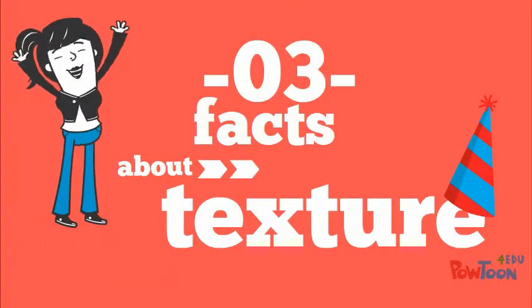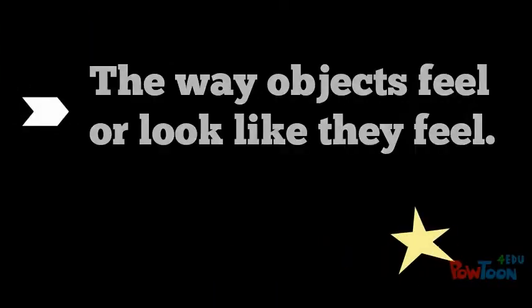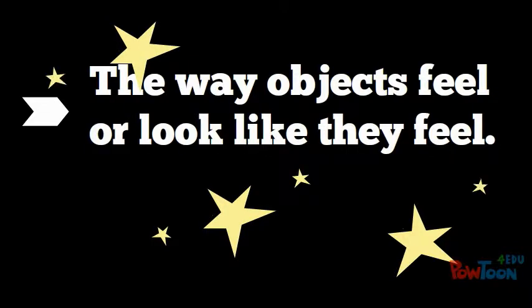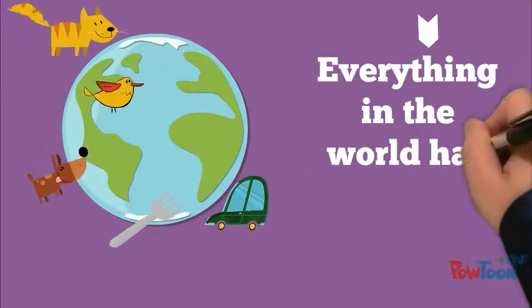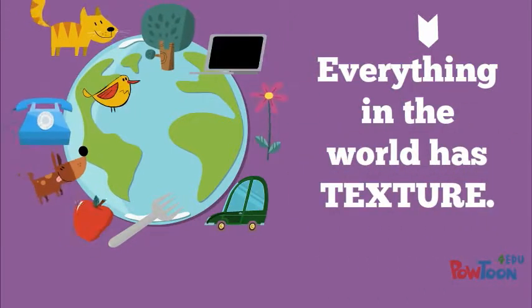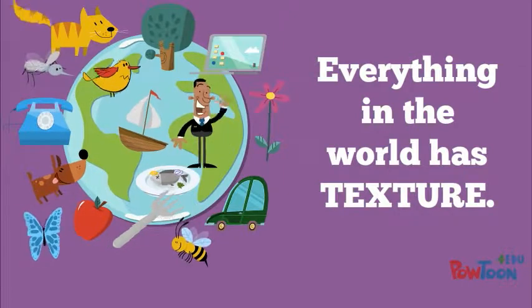3 facts about texture. Fact number 1. What is texture? Texture is the way objects or surfaces feel or look like they feel. Everything in the world that you can touch has texture. When you touch something and feel it, you're dealing with that object's actual texture.